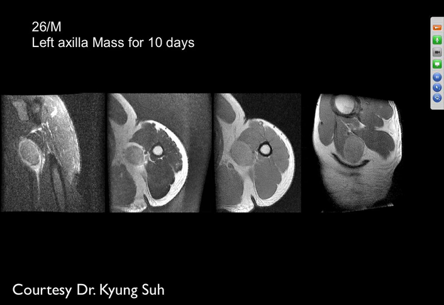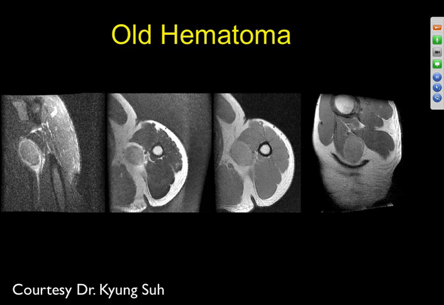Okay, 26-year-old male, axillary mass for 10 days. See a really similar signal on all sequences, intermediate signal mass. Wouldn't guess that right away. Yeah, it's kind of uniform. All righty, Eric.